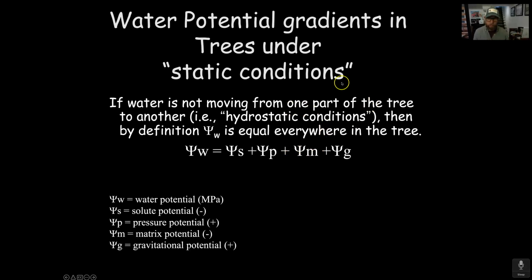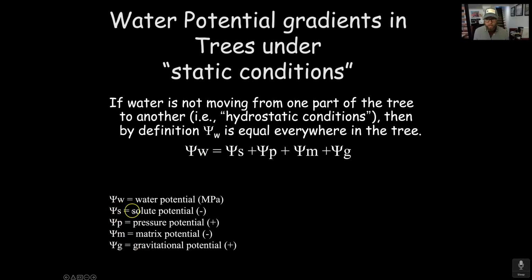What I really want to talk about is the components that go into creating the potential energy of water in a plant. There are really 4 main components. 3 of them will be really important, and 1 of them we tend to ignore. We use the symbol psi to represent water potential, and so psi sub W is the water potential of some plant tissue.